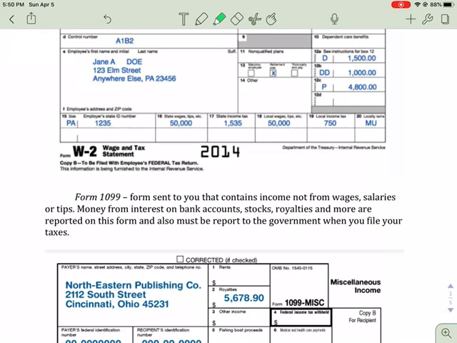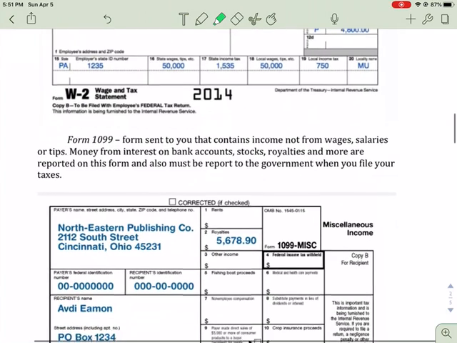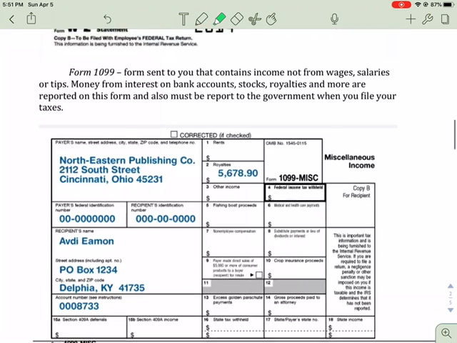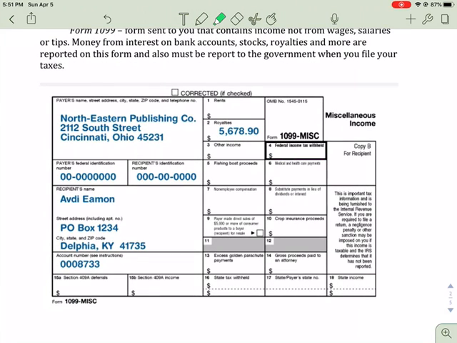This is sent to you by your banks anytime you have maybe stocks or mutual funds, anything that you are making money on that's not coming from your wages or your salary or tips. So this is like the interest that you get from the bank. If you own a home, it might be your interest on your mortgage, things along those lines. So this is an example of a 1099. And if you notice in this particular one, it had royalties. So this particular person had to pay tax on royalties.